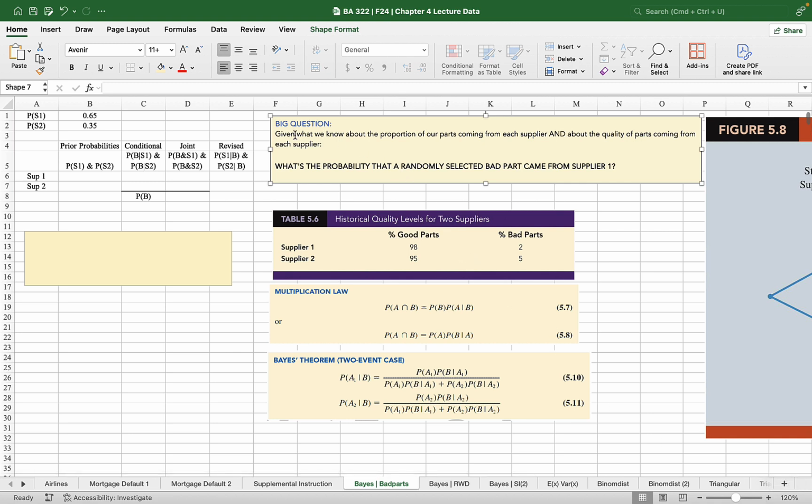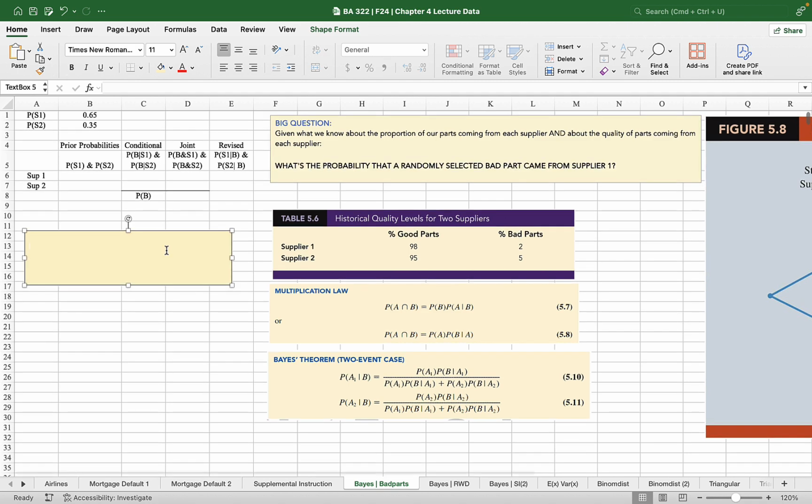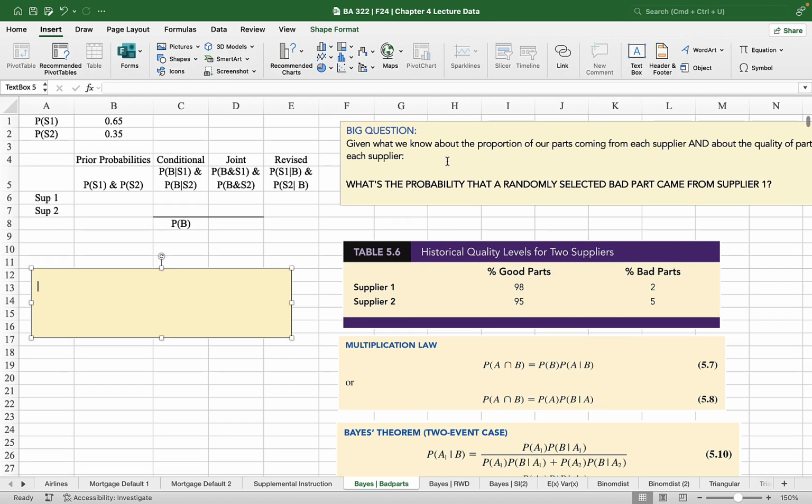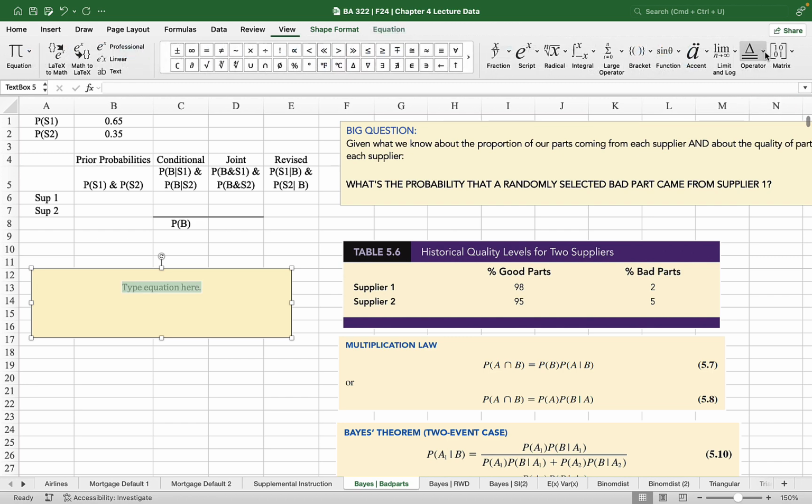refreshing us with our big question. What's the probability that a randomly selected bad part came from supplier 1? If I'm writing this down as an equation, or the probability that I want to get, what I'm going to ask myself is, what's the probability that it came from supplier 1 given that it's bad?